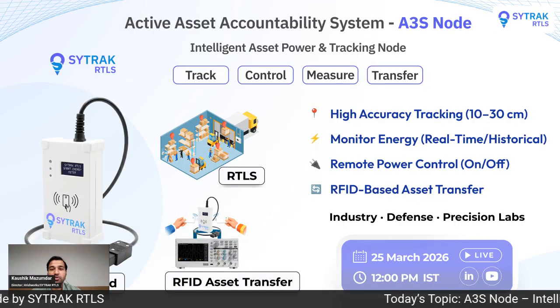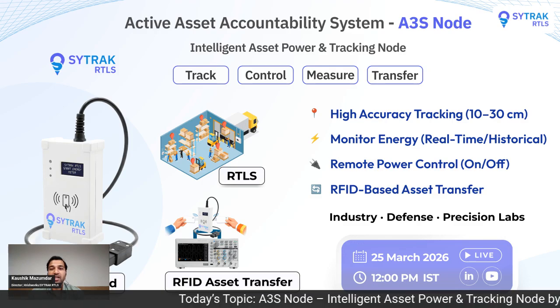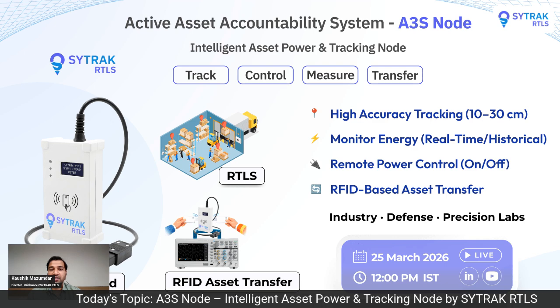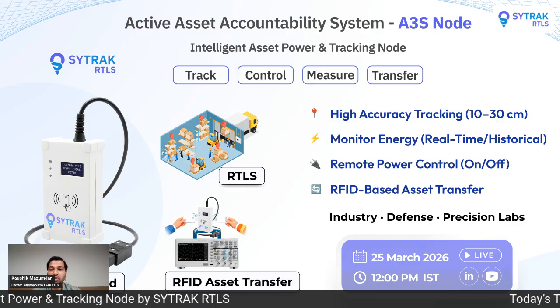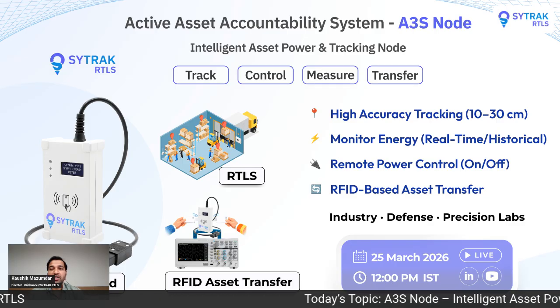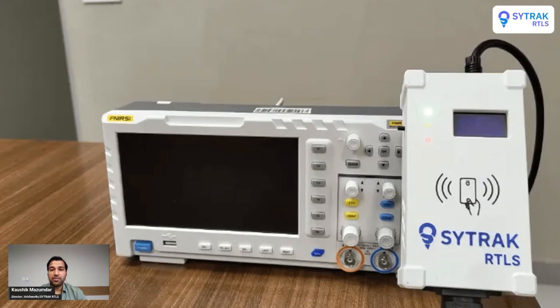We are demonstrating typical scenarios within an industrial lab or the office setup, wherein we will state a high accuracy 2D RTLS of 10 to 30 centimeters accuracy, real time movement of the shared assets, monitoring the energy consumption of an asset, allowing remote power control to turn an asset on or off, as well as an RFID based asset transfer between two individuals. Let's understand the system components a bit here.